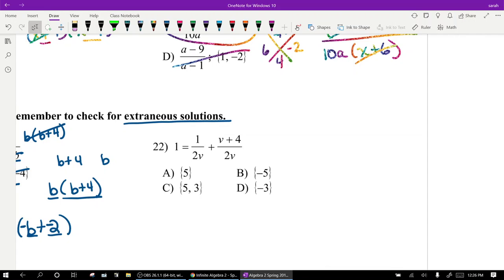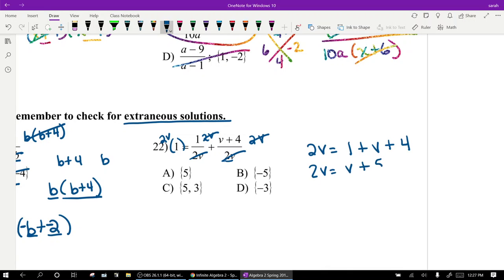All right, this one, not so lucky. We don't have anything that we can automatically eliminate, because v cannot equal 0, but I don't have any that have 0 in there. So again, I need to have a common denominator, and it's easy on this one. It's going to be 2v, so I'm going to multiply everything by 2v and 2v. All right, my 2v's cancel there, 2v's cancel there, so I'm left with 2v equals 1 plus v plus 4. All right, so 2v equals v plus 5.